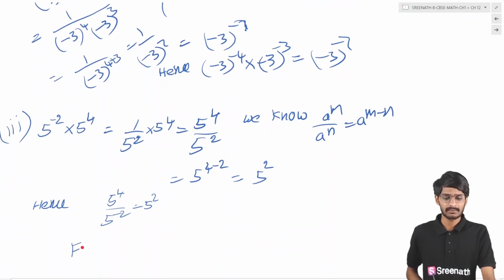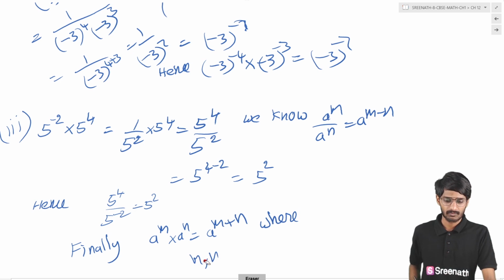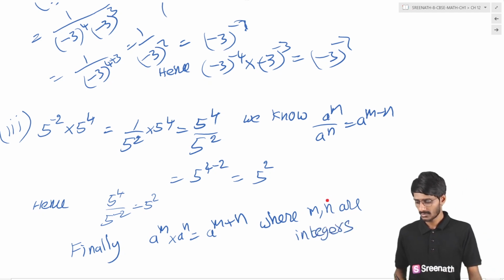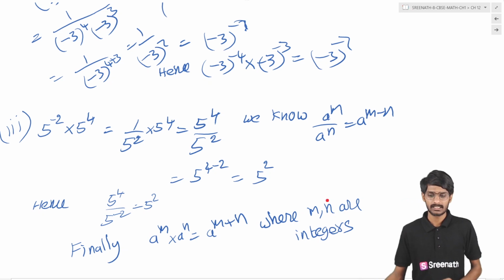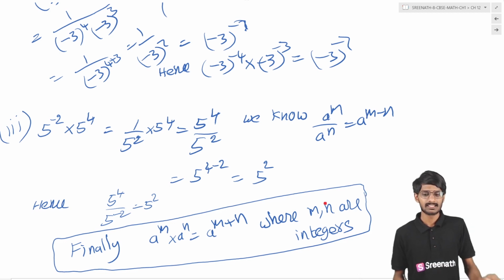So finally a power m into a power n is equal to a power m plus n, students. Where it is very important, students, that m comma n are integers. This is the thing, students.